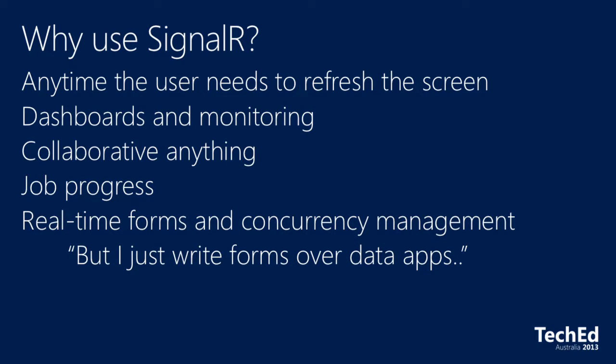And concurrency management. Maybe it doesn't seem obvious at first, and you might be thinking, your apps are cool, but I just write forms over data apps, so what about using it for real-time concurrency management? The existing approaches might be optimistic concurrency, pessimistic concurrency, and last-in-wins, those types of things where somebody always comes off worst, right? With optimistic concurrency, the second guy gets the error because somebody's updated the record. He's like, oh, I just lost my changes.